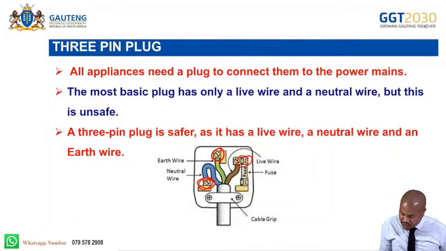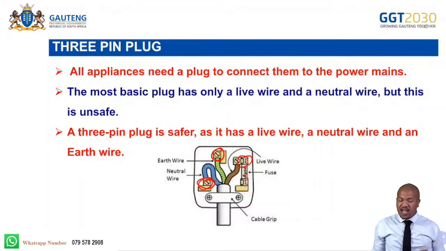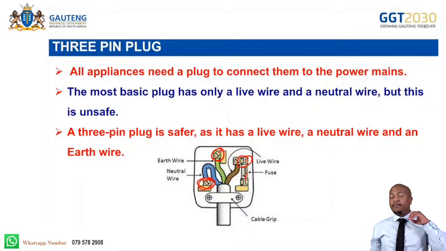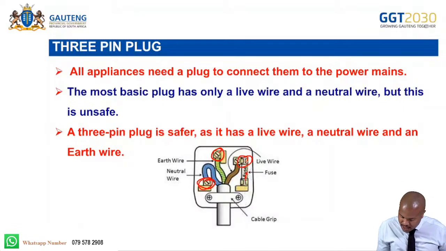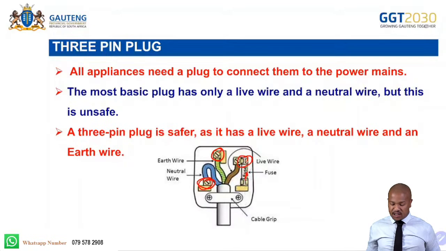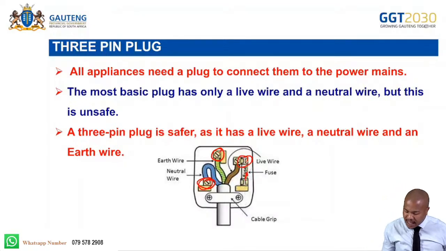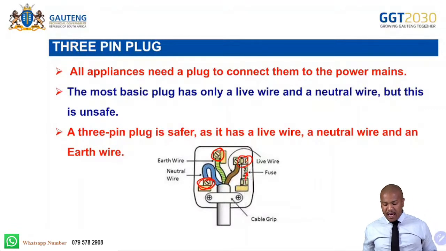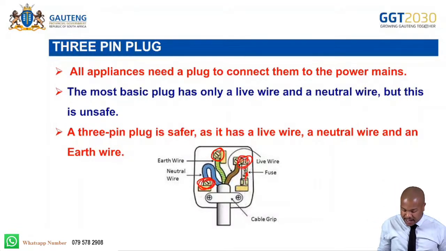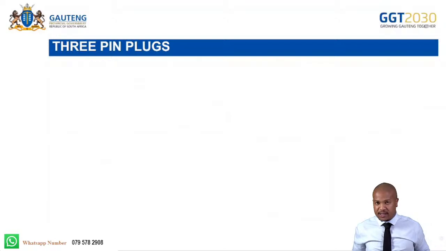Looking at this brown wire, it is connected to a fuse, which will automatically melt the filament in the fuse to cut off the flow of current when the current is too high. Are we together? So a 3-pin plug simply has a live wire, a neutral wire, and an earth wire, and it is the safest plug. So let's look at how this one works.